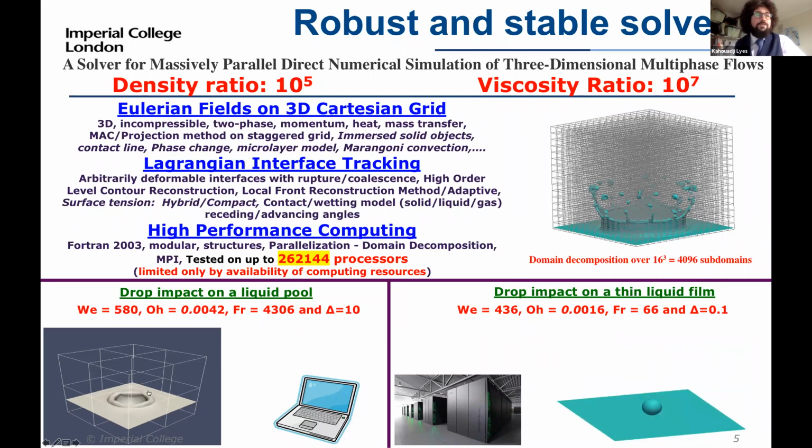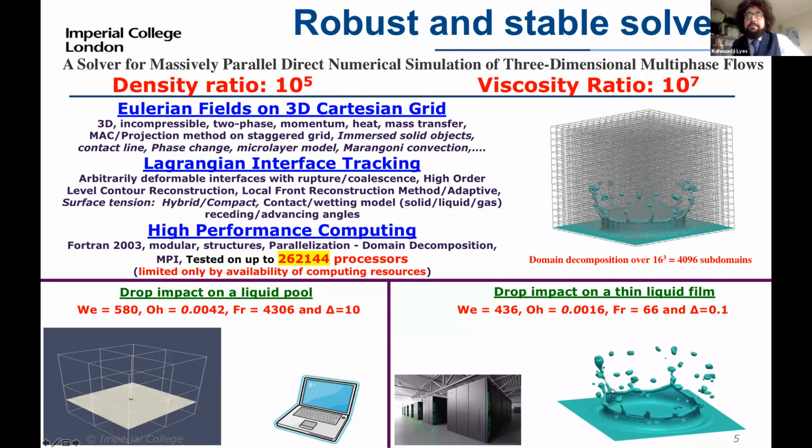It can be run on a simple laptop, as you can see here, an example just of a drop impact in a pool, or with an HPC supercomputer, here for example a drop impact and splash configuration using 4,000 subdomains. And here are the subdomains in the top, the subdomain decomposition.